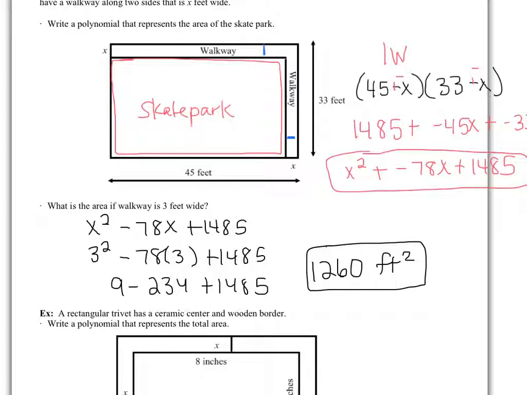So now to make sure that I actually have this right, and I know that it should come out to 1,260, I can go back here and make sure that it makes sense. If this whole thing is 33, and the walkway is 3, that would mean that this distance right here is 30, because it would be the 33 minus the 3. And if the whole thing is 45, but I'm trying to find this, and this is 3, that would make this 42. So the dimensions of the skate park should be 42 by 30, and if you multiply those, you do get 1,260. So the fact that when you do it using common sense, it matches what you get when you put x in here, tells you that this must be right.